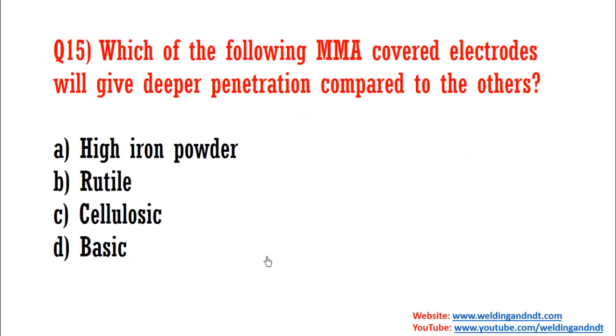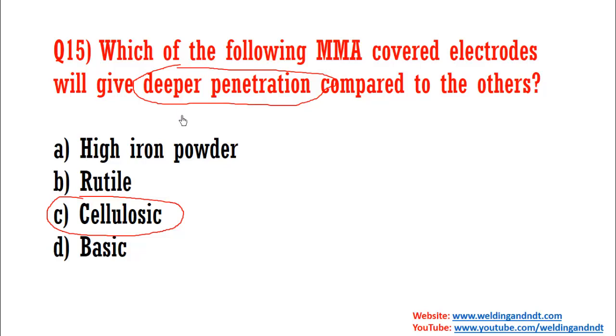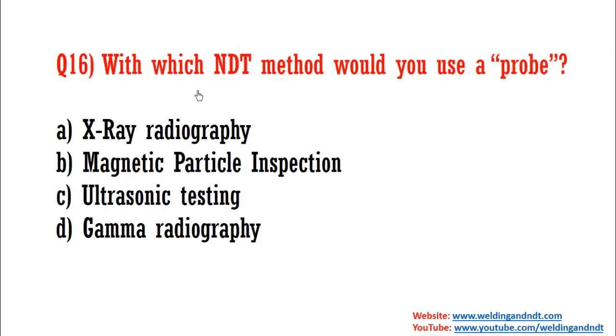So question number 15. Which of the following MMA covered electrodes will give deeper penetration compared to others? The answer will be C, cellulosic. In cellulosic you have one electrode, that is E6010, and E6010 gives deeper penetration. That is why it is used in pipelines, especially small diameter pipelines, where there is no access from inside. Hence with E6010 we can ensure very deep penetration in the welding joint.